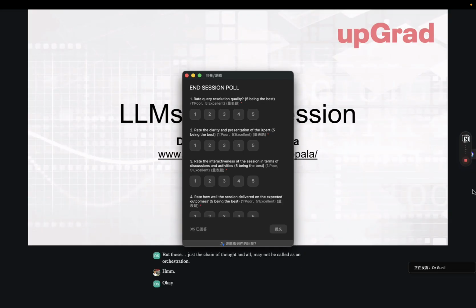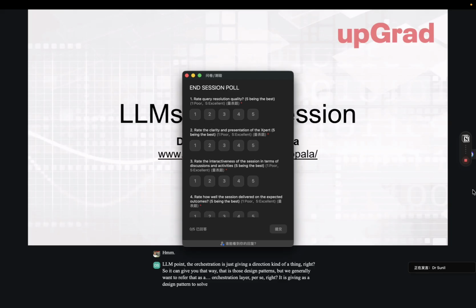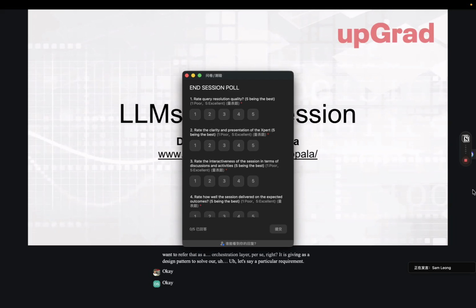Okay. So maybe in agent terminology we have multi-agent orchestration and all that, but from an LLM point of view, orchestration is just giving a direction kind of thing, right? So it can work that way, with those design patterns, but we generally won't refer to that as an orchestration layer per se. It is a design pattern to solve your particular requirement. Okay. Thank you. So Jhansi, any question?